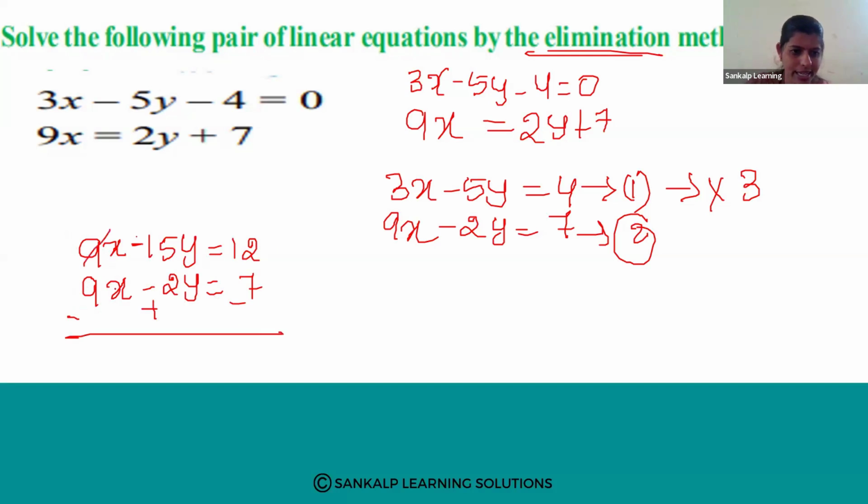Next, x and x will get cancelled. Here minus 15 is there. Here plus 2 is there. Therefore minus 15 plus 2, minus 13y is equal to 12 minus 7. 12 minus 7, it is 5. So y is equal to, transfer this minus 13 to this side, 5 divided by 13.